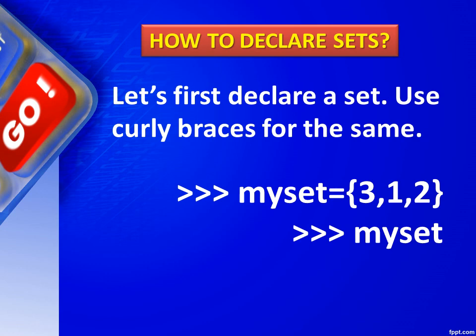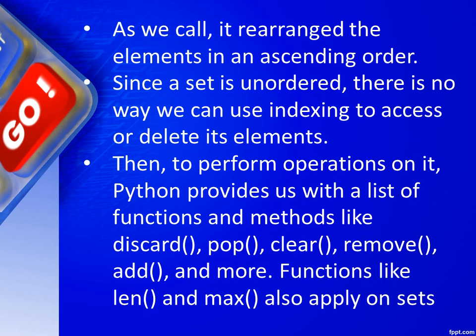The next thing is the syntax of declaring the set. We have to declare the set in the same way as used in mathematics, in curly braces. First of all, we give a name to the set. In the example, I am using myset as the name of the set, and in this set there are three different values, that is 3, 1 and 2. Now you can check in this example that the set contains unique values but order does not matter. So this is called a set. As we can see, it rearranges the elements in ascending order.